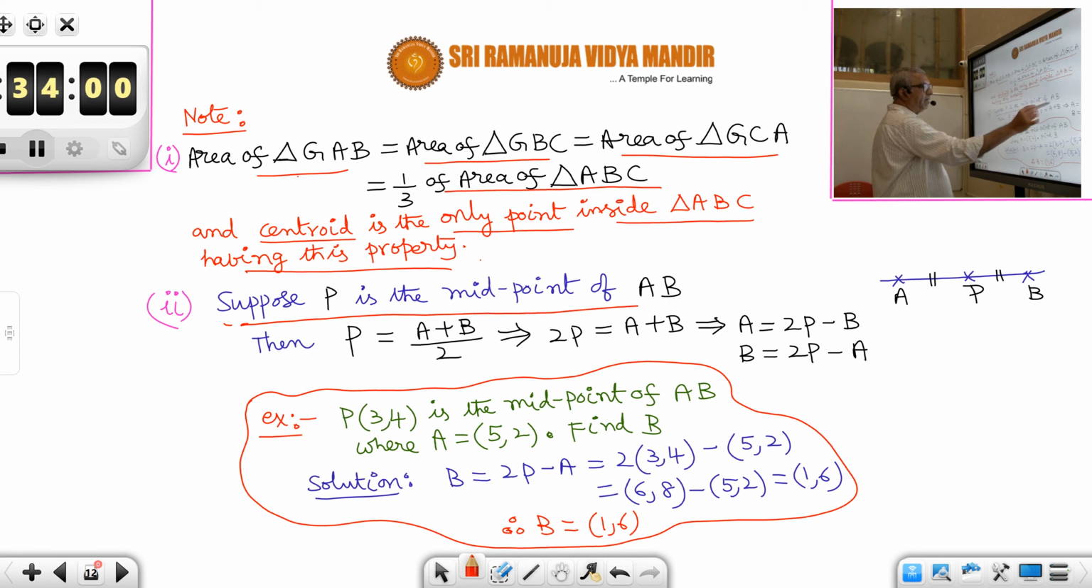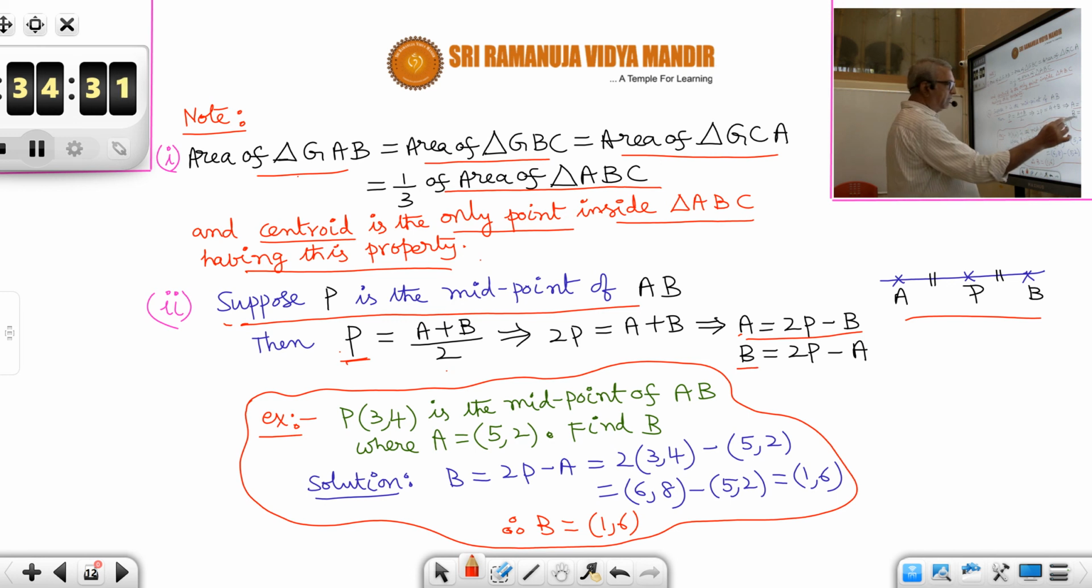Suppose P is the midpoint of AB. I have shown a diagram here. So then in shortcut, what is the formula for the midpoint? (x1 + x2)/2, (y1 + y2)/2. In shortcut we can put it in this form: P is equal to (A + B)/2. Cross multiply, 2P is equal to A + B. So A is equal to 2P minus B.